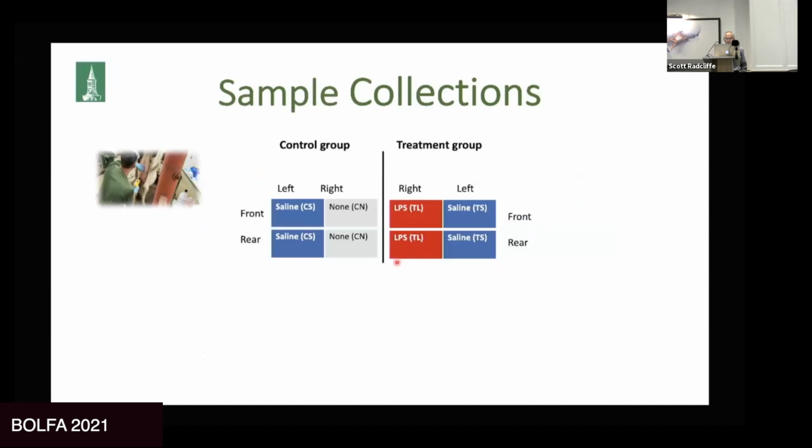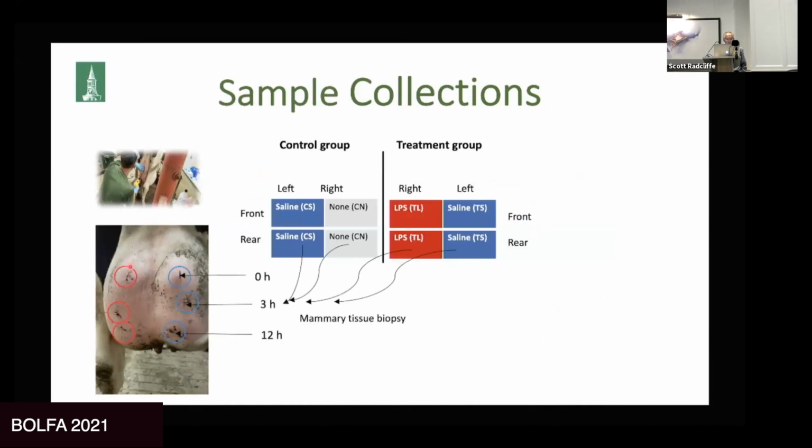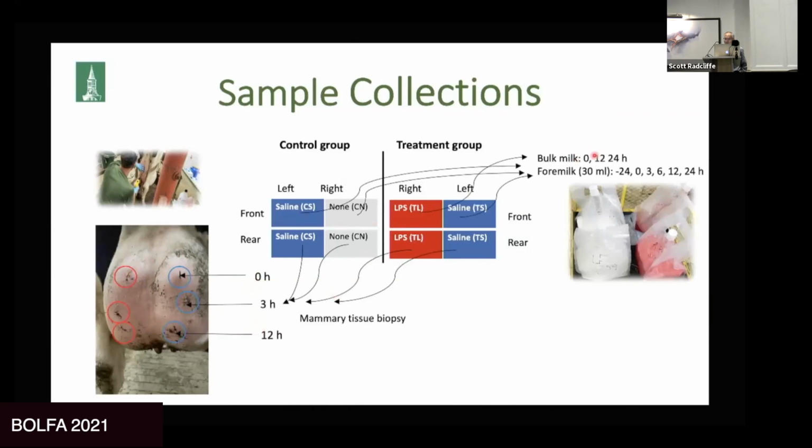So again, we took tissue samples by biopsy in the rear quarters at 0 hour, 3 hour, and 12 hour. Then we took milk samples from the front quarter at 0, 3, 6, 12, 24 hour. And also we took bulk milk at 0, 12, 24. Quarter milk means you just use a castellator, you take from the teat. This is taken by the machine at the regular milking time, okay? We also took blood samples at those time points.